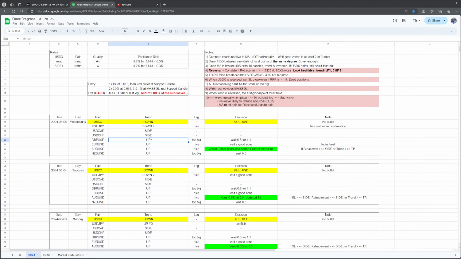So let's write it down. Pound USD trend is definitely up, but the leg size is too big. For that, if the market retraces 50%, we're going to trade for a nice 1-to-1 risk and reward ratio trade.